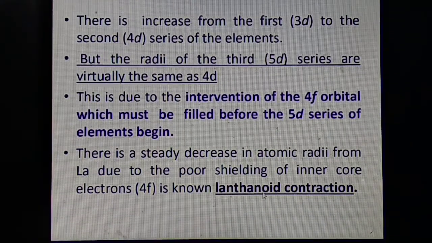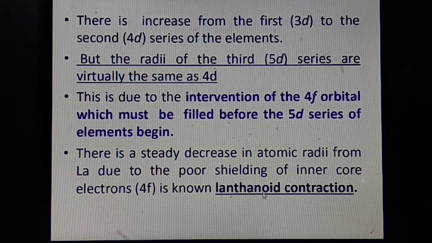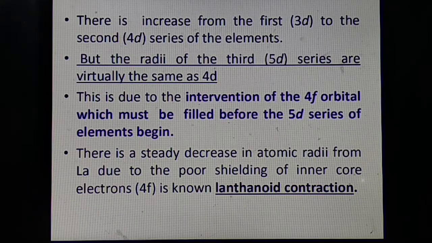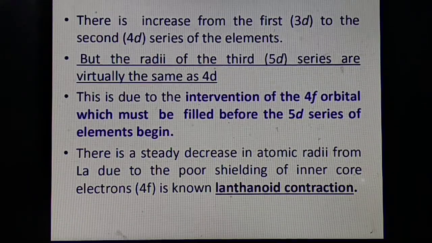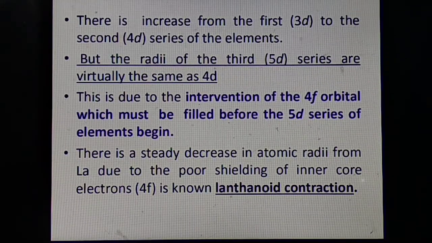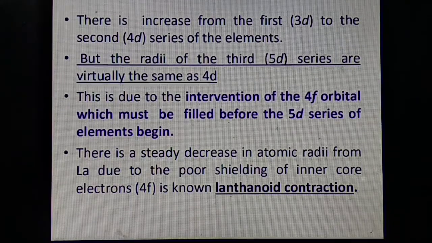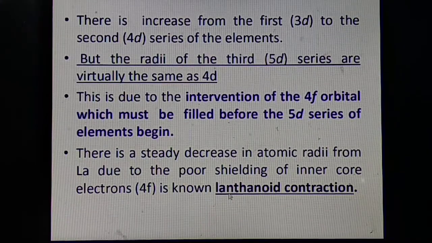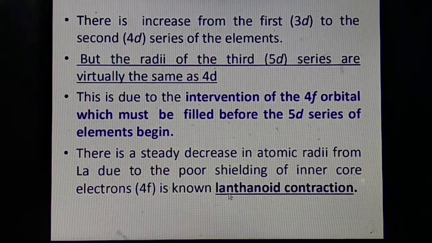So which radius is less, 3D series or 4D series? The answer is that the 3D series elements' radius is less than the 4D series. But the 4D series and 5D series elements' radii are approximately the same. Why is this? Why are the radii of the 4D and 5D series nearly the same?